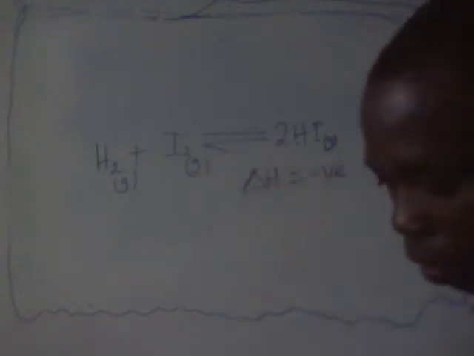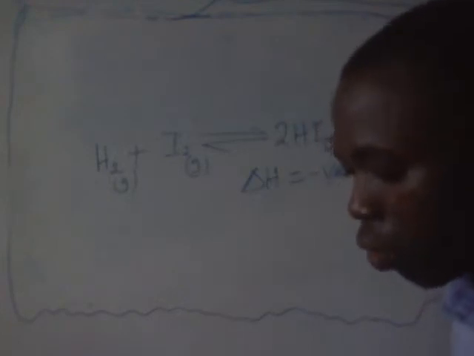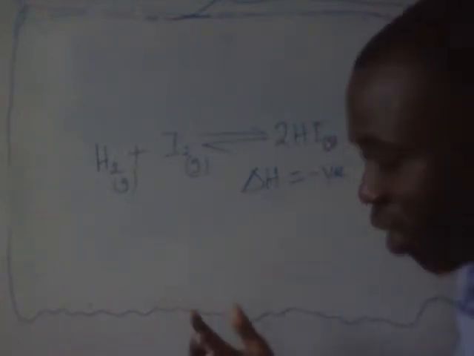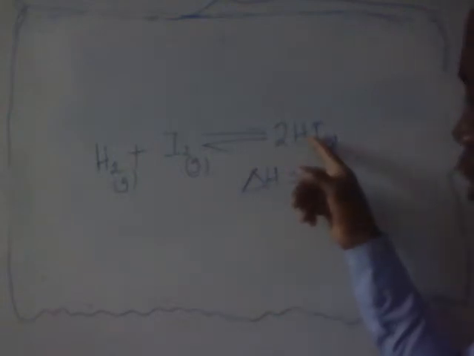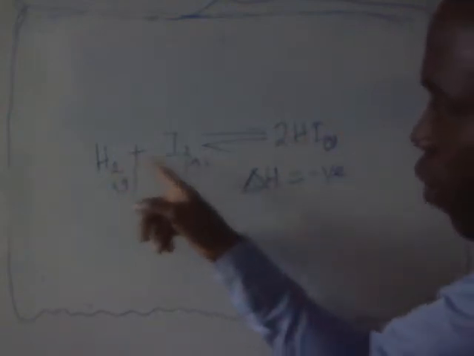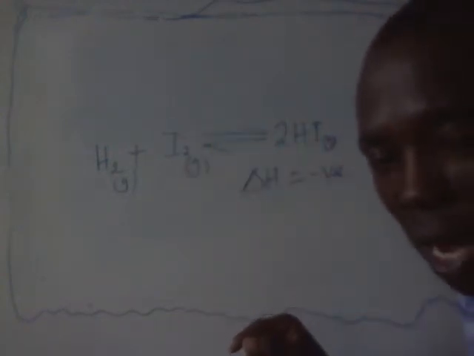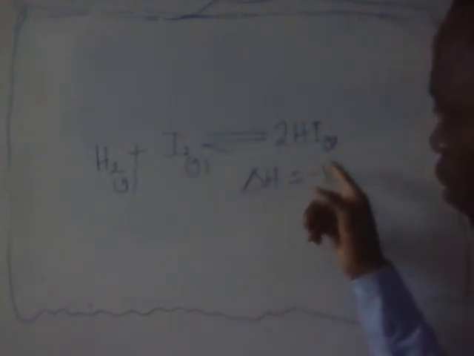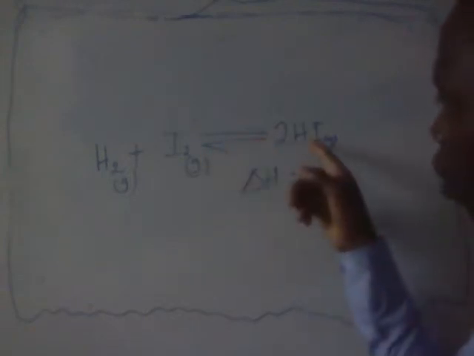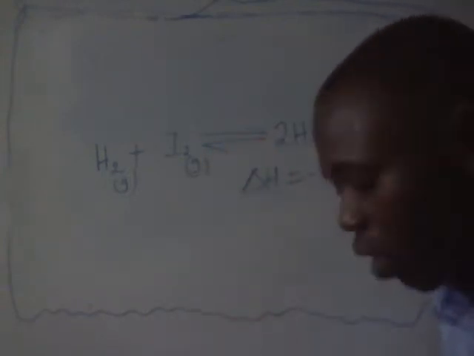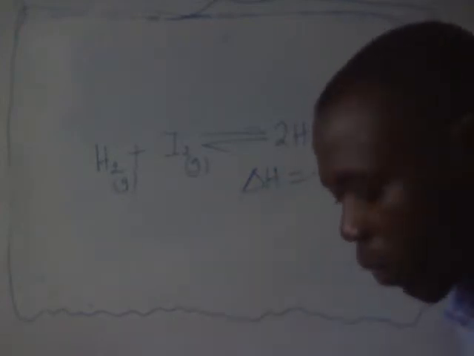Option E, the yield of hydrogen iodide increases. That means more hydrogen iodide is formed. So this and this react together to give more of this. That is a forward reaction, so delta H is negative. In the forward reaction, more hydrogen iodide is produced. So that is the correct option. Option E is the correct option for number 7.